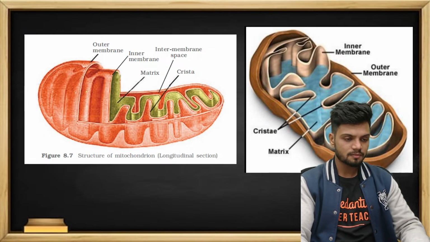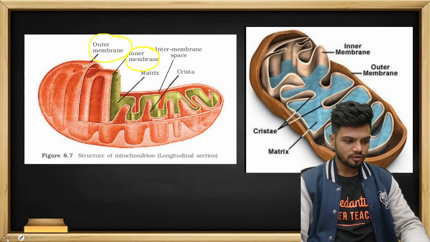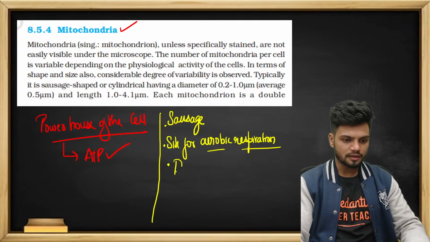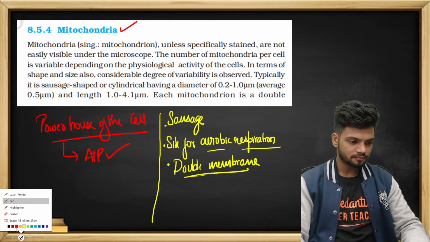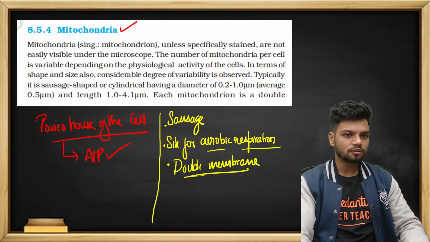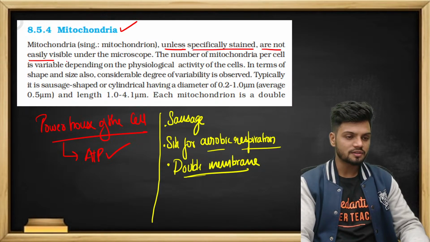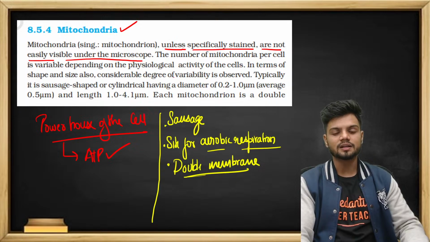Now, if you look at the diagram of the mitochondria, how many layers are there? Can you see here? Outer and inner membrane. So can I tell mitochondria is a double membrane structure? Yes, obviously, double membrane structure. Now let's see what is given here. Mitochondria, unless specifically stained, are not easily visible under the microscope. It means that they are so tiny, almost invisible.